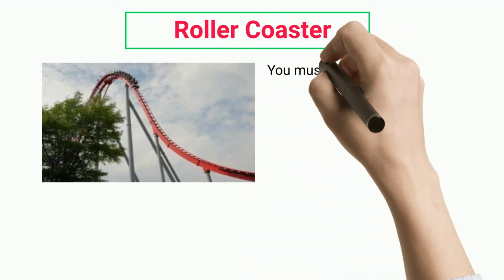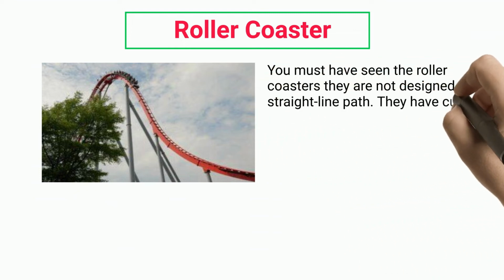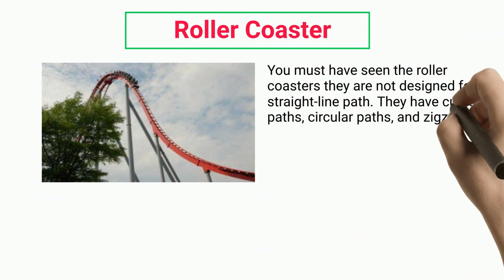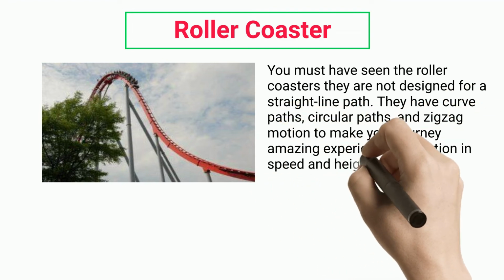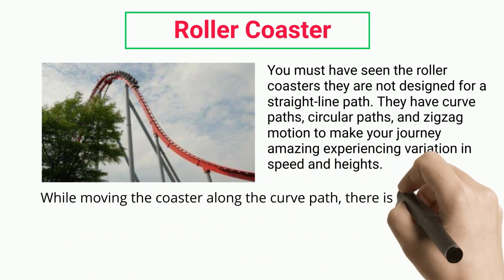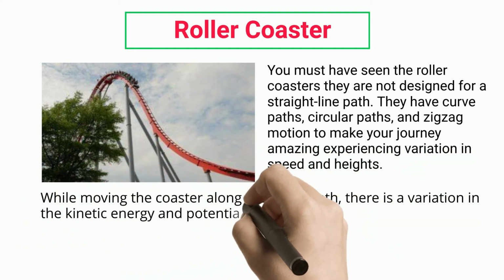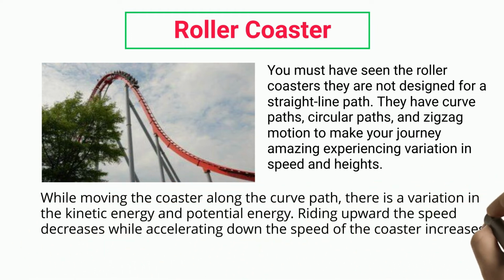Roller coaster. You must have seen the roller coasters. They are not designed for a straight line path. They have curved paths, circular paths, and zigzag motion to make your journey amazing, experiencing variation in speed and heights. While moving the coaster along the curve path, there is a variation in the kinetic energy and potential energy. Riding upward, the speed decreases, while accelerating down, the speed of the coaster increases at a frequent rate.